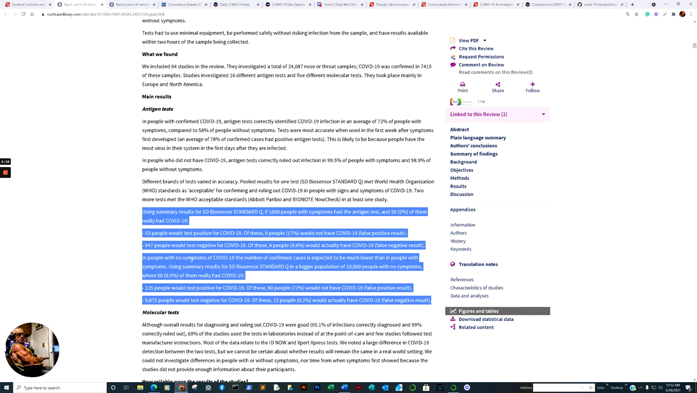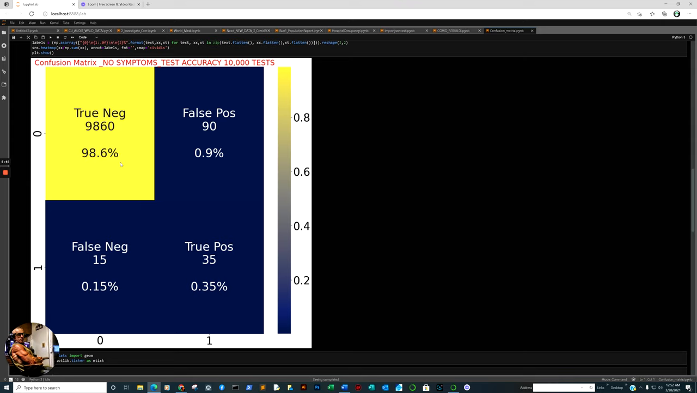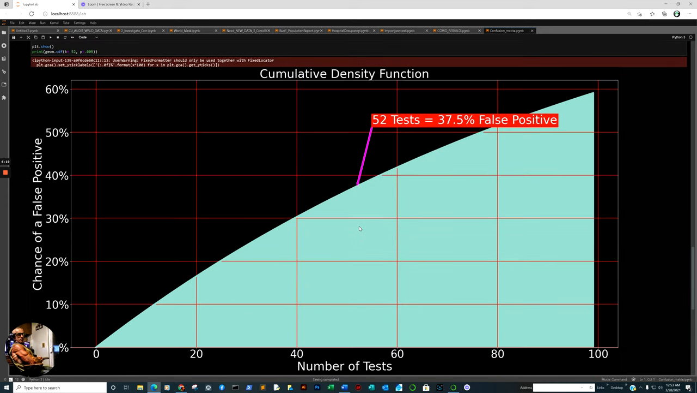In people with no symptoms, this is where we end up looking at this particular confusion matrix. And look at the false positives here and the true positives. Now, before we read forward, what this means: out of 125 positives, 90 plus 35, out of 125 positives tested on the antigen test for individuals displaying no symptoms, 90 of the 125 would be false positives. That's where we come down to this cumulative density function.